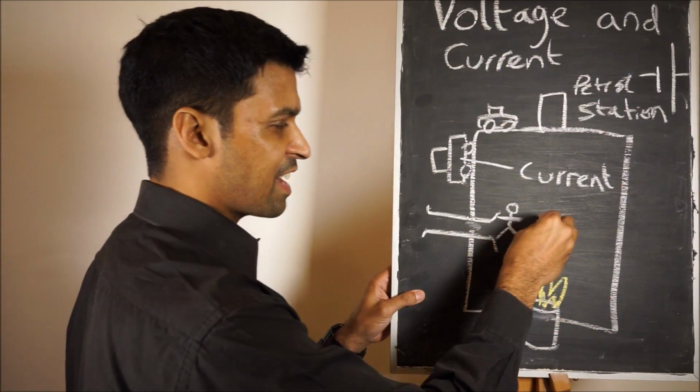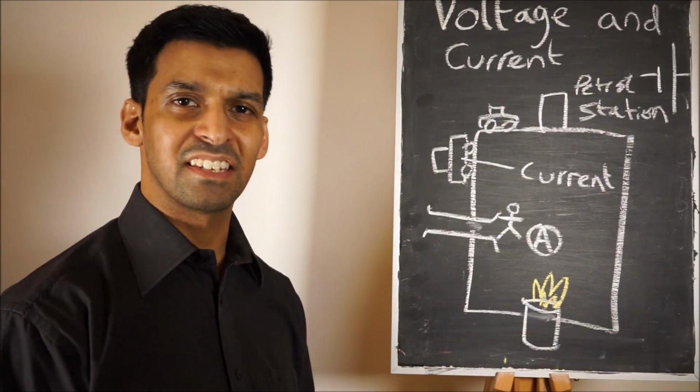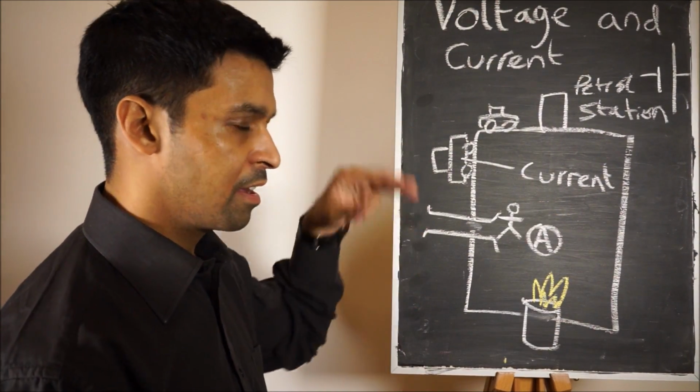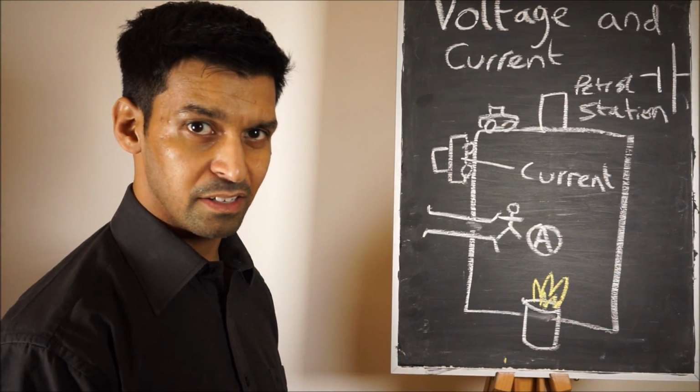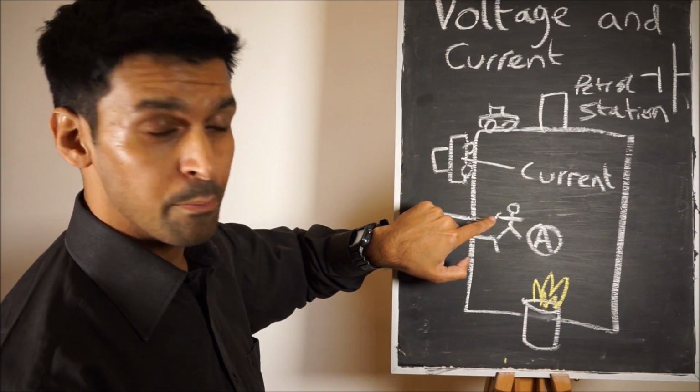And that's why this person's here on the bridge. This person on the bridge is actually representing an ammeter. Okay? What an ammeter does is it measures the amount of charge passing by every second. Okay? The car represents the current and it's measured by an ammeter.